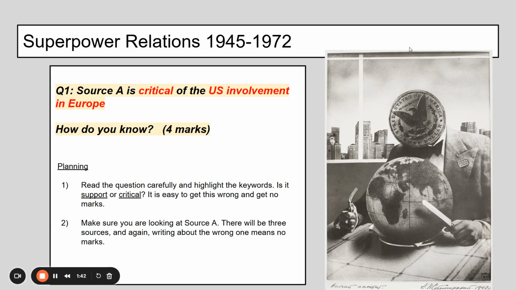Next, just make sure you're looking at source A. There's 3 sources, A, B, and C. Again, you can get mixed up and write about the wrong thing. It means no marks. It's an easy mistake to make. Now, those checks will only take you about 10 seconds, so just make sure you're doing them.